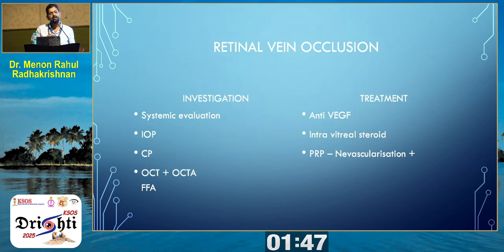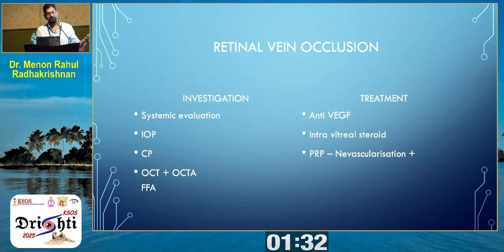Whenever you see such cases, systemic evaluation is very important, that we all know that. But what happens is many times, again, like I said, when we look at the macula, we tend to disregard the disc. And sometimes the cause for the retinal vein occlusion might not be a systemic factor, but local factors such as glaucoma. So get a color fundus picture.